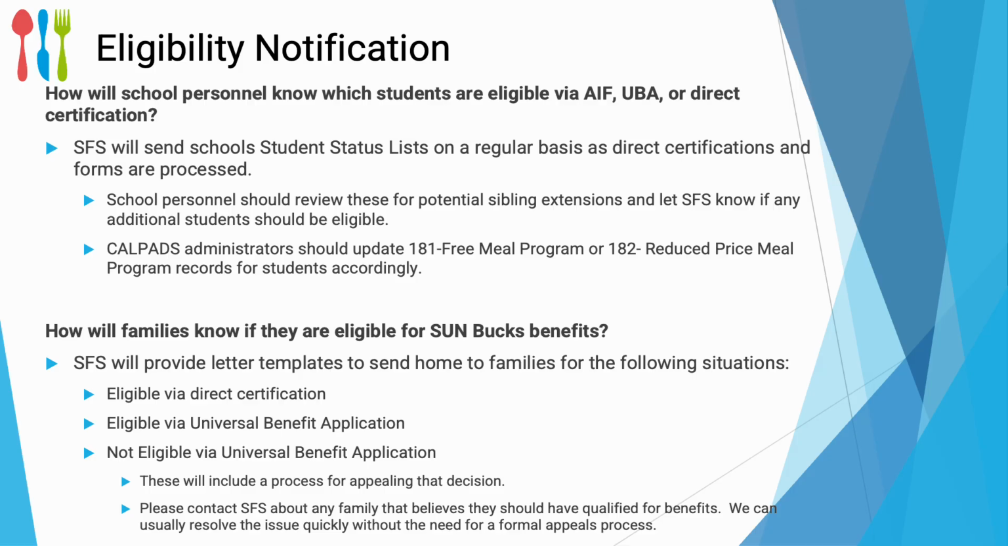And if they completed a universal benefit application but were found to be not eligible, their income was too high, for example, those will also have a letter and a list of those families. That letter will include a process for them to appeal that decision. So if you hear back from any of those families thinking that they should have qualified, let us know. It could just be a processing issue. It could be something that we can quickly resolve without needing to go through any kind of formal appeals process.